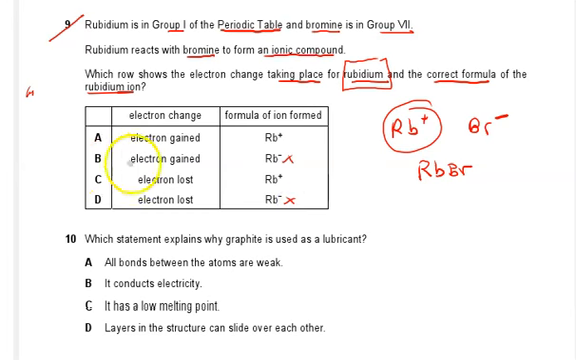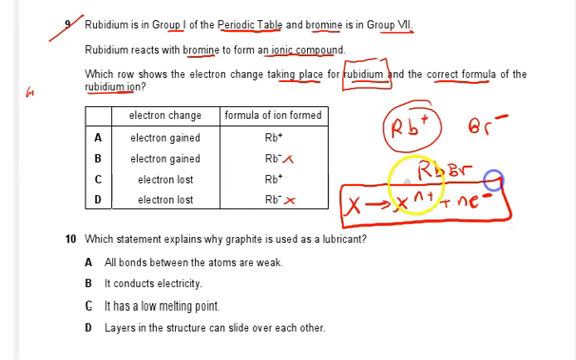Rubidium is this one. This is wrong. This is wrong. And remember, for those atoms forming a cation, a positive ion, they will be releasing or donating electrons. Please remember this, guys. So here will be electron lost. So the best answer here will be C. Now for number 10.